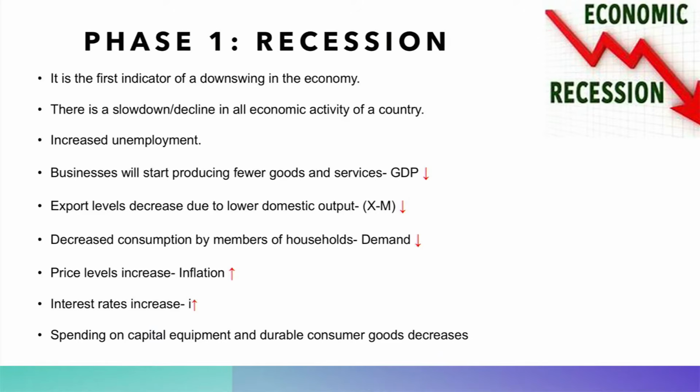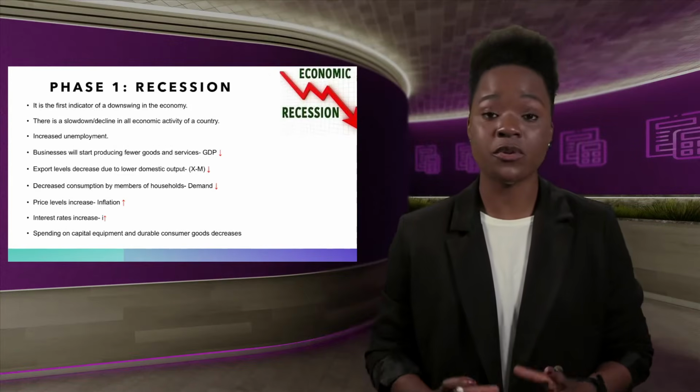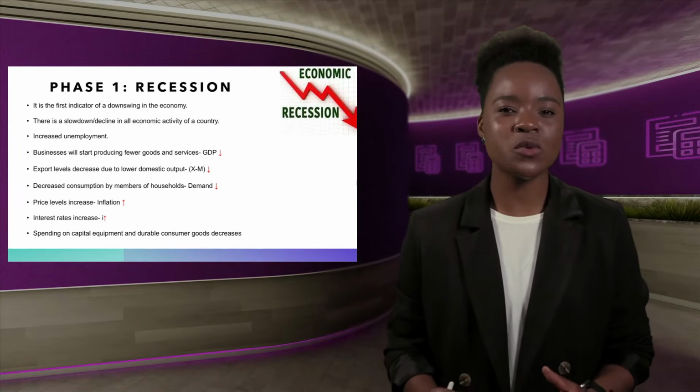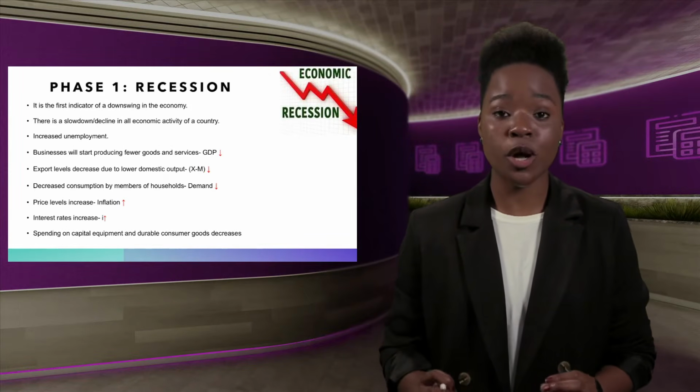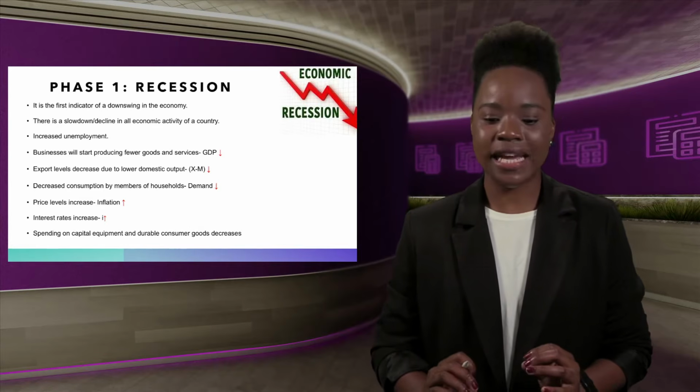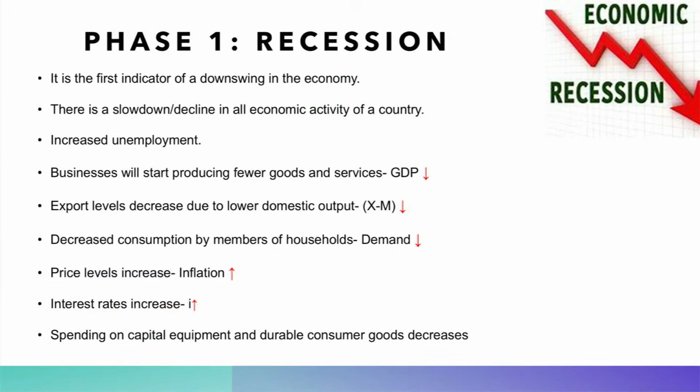Now we will discuss the phases of the cycle themselves. You want to remember that we have a recession. And with a recession, this is when we are getting signs that the economy is underperforming. So there is a general downswing. Things are just not great. There is a general downswing in economic activity. And what do we mean by that? We mean there is a slowdown or a decline in all economic activity.